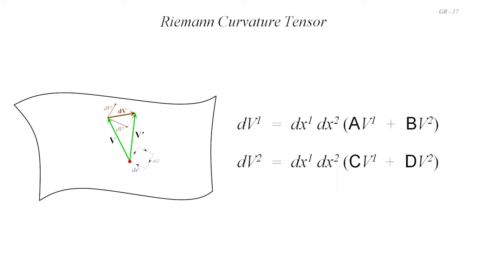The same of course goes for the second equation for the change dv2 in the v2 component of the vector v, where the multilinearity will come out in the constants c and d. All four of these constants, a, b, c and d, must come from the curvature of the space, or rather the curvature of the coordinate system which is measuring the space, and so they will in turn depend on the metric tensor at that point.